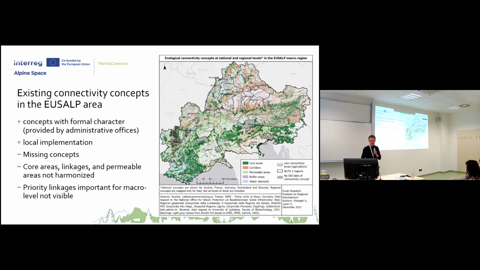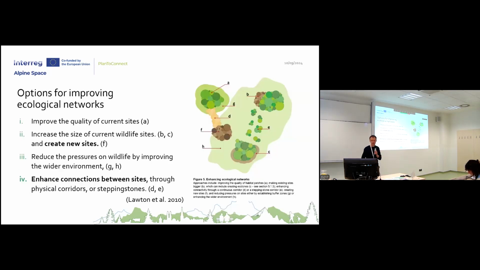However, with these concepts you can see that the picture is not complete, so there are some missing concepts. Especially where we come from, South Tyrol, it has no provincial ecological connectivity concept. The core areas, linkages, and permeable areas, so the landscape elements, are not harmonized. You can see that especially at the state boundaries, so country boundaries. And we cannot see priority linkages, which would be important for a macro-regional level.